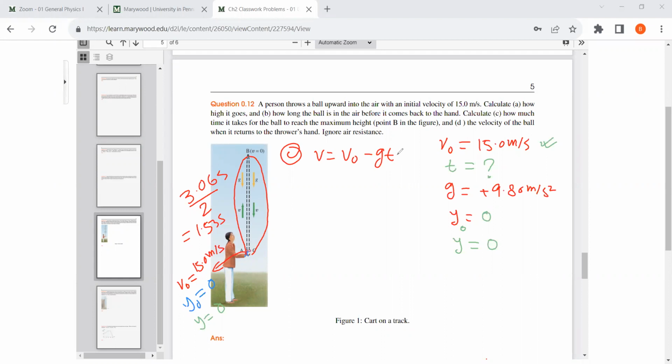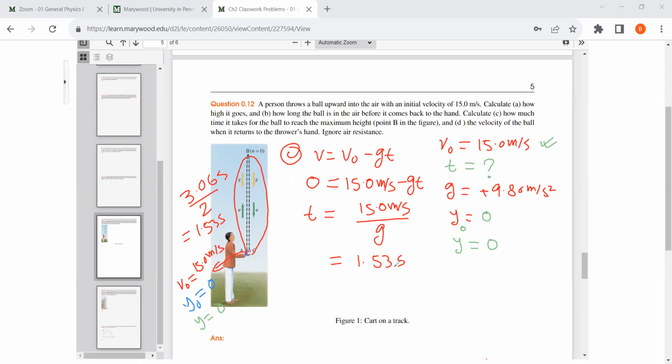So we are trying to calculate the time it takes to go from A to B. When the object is at A, the initial velocity is this. When the object is at B, the final velocity is 0. So t is equal to 15 meters per second divided by the gravitational acceleration, and it is exactly equal to 1.53 seconds that we calculated conceptually. So if we have this problem, either you can solve it conceptually or by using any of the kinematic equations for free fall.